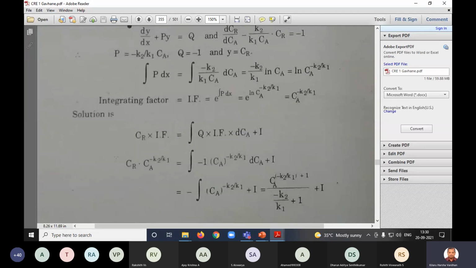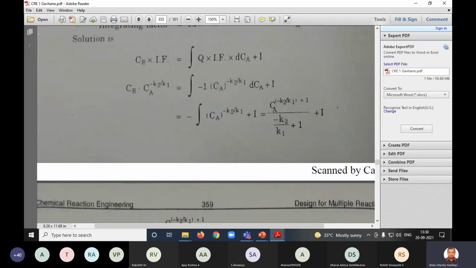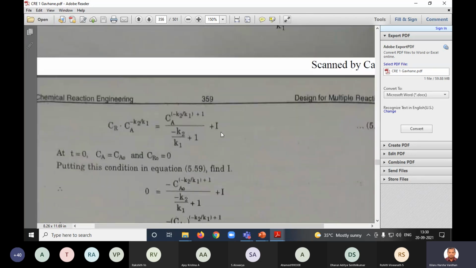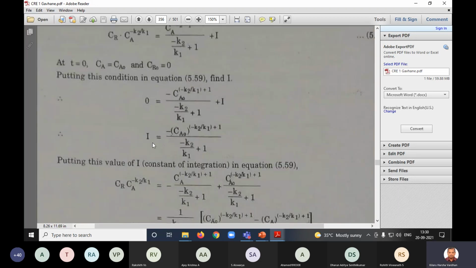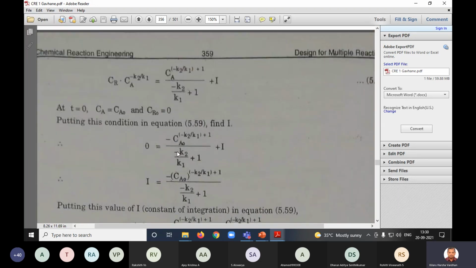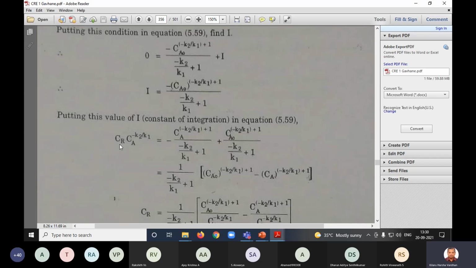So substitute all these terms: CR, the integration factor, and again the integration factor. I you have to calculate, and for that you have to substitute the limit. Now substitute the limit at time t is 0, CA is CA naught, and CR naught is not present. Then you can calculate I. Once you calculate I, you substitute it here to give you the general solution in terms of CR.